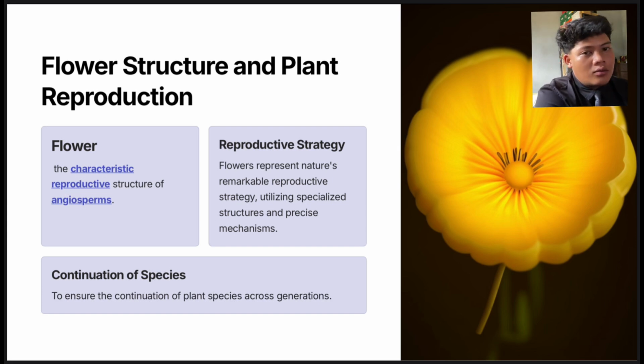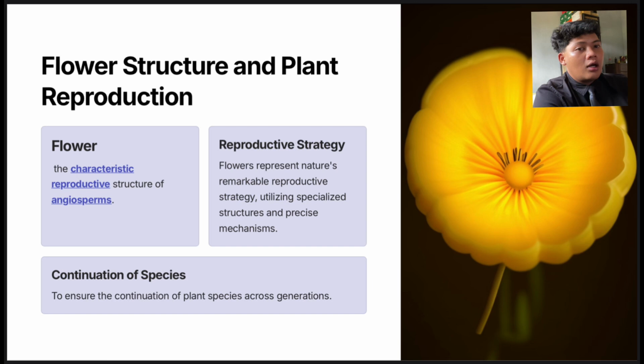In this slide, I would like to present to you flower structure and plant reproduction. Okay, now let's delve into the fascinating world of flower structure and plant reproduction. Flowers, the characteristic reproductive structure of angiosperms, play a vital role in plant reproduction. This colorful and distinctive structure showcases nature's remarkable reproductive strategy, with specialized mechanisms to ensure the continuation of plant species across generations. Flowers truly embody the beauty and complexity of plant reproduction.